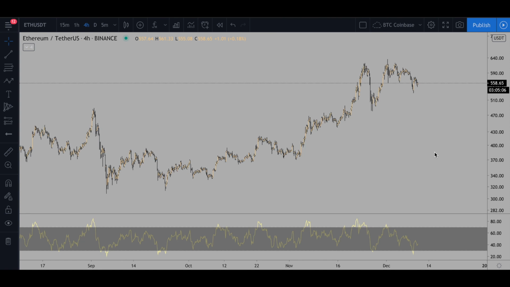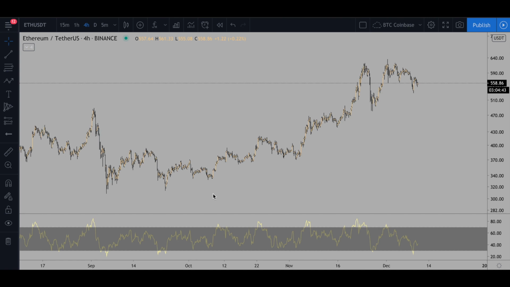But we're going to focus on the bullish ones and just go over this Ethereum chart right here and see if we can spot some, so you can understand what you need to look for in order to feel more comfortable and maybe start using them yourself.